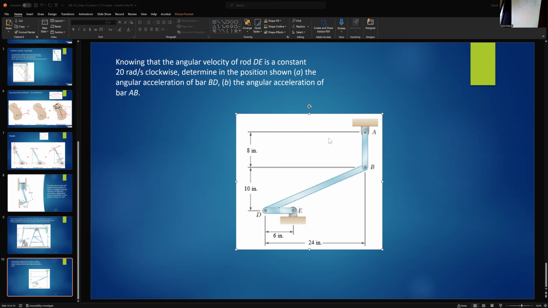The sense is that we're going to use the omega of DE that we're given. We're only given that the omega of DE is 20 radians per second here, and we want to find the omega of DB and AB. So we'll use velocity first, but then we'll apply that to our acceleration. You'll see that the process is fairly similar, and this will help get you ready for the more complicated problems that we'll do next Monday when we meet. Okay, so let's go ahead and look at it.